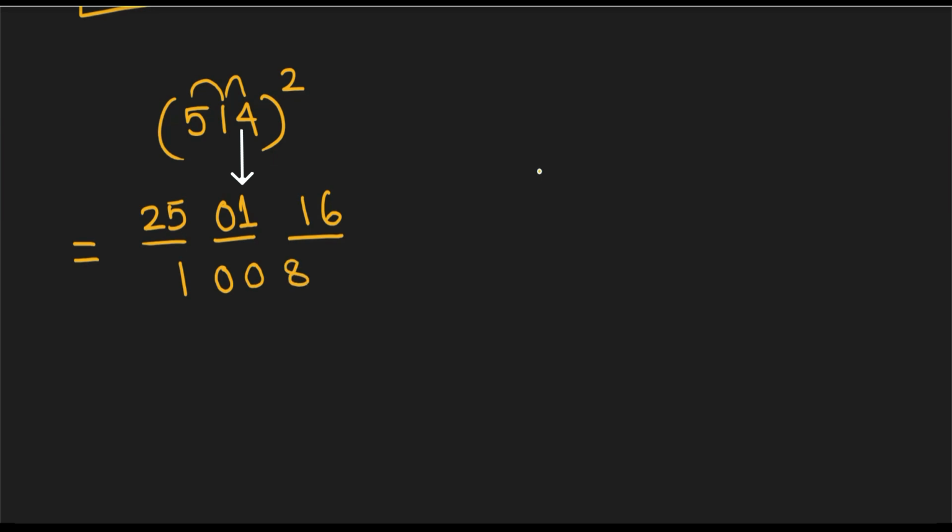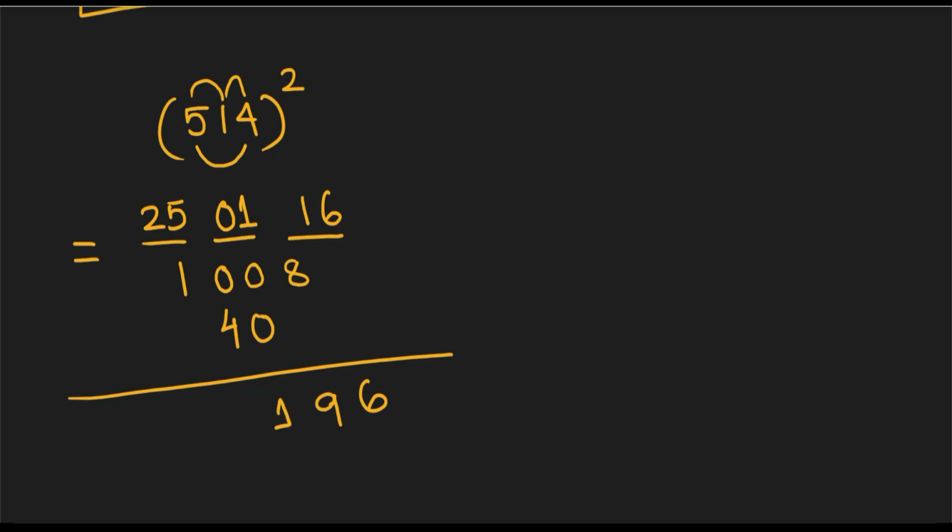Now we need to multiply 5 into 4, that is 20, into 2 is 40, and we can write 40 here, and we can add all the numbers, like this is 6, 8 plus 1, that is 9, 1 plus 0 plus 0, this is 1, 0 plus 0 plus 4, that is 4, 5 plus 1 is 6, and this is 2. Hence the square of 514 is 264196. Let us find the square of another 3-digit number.